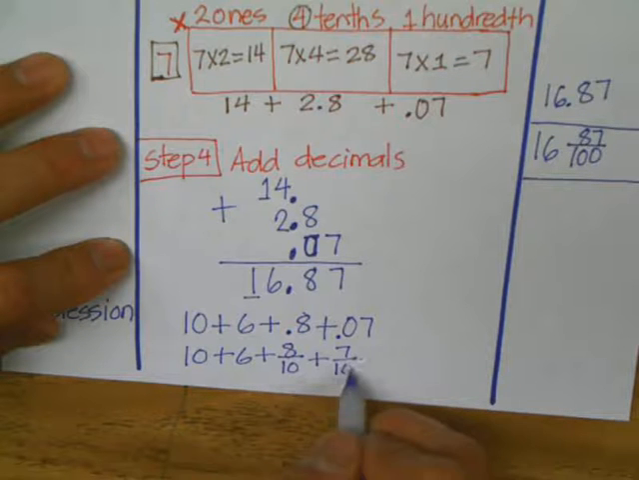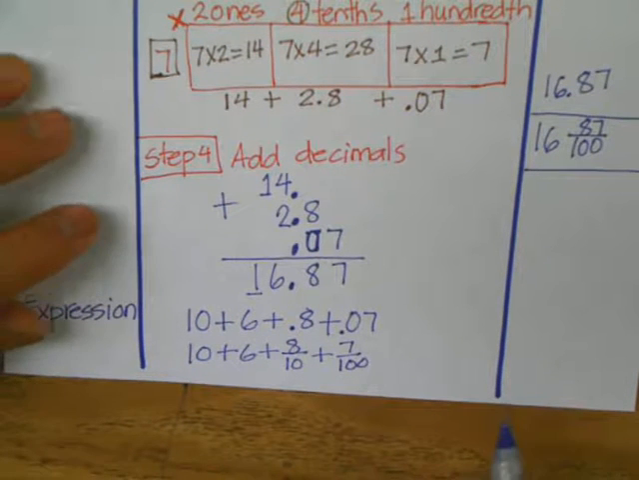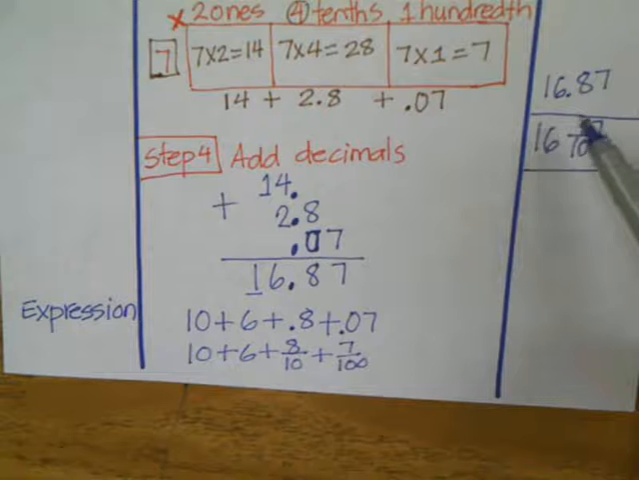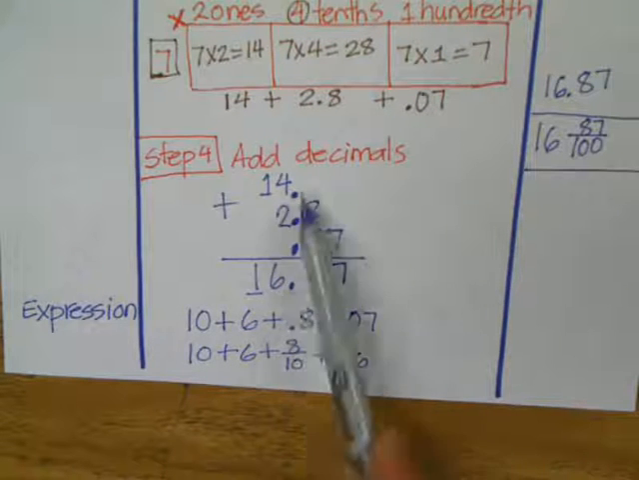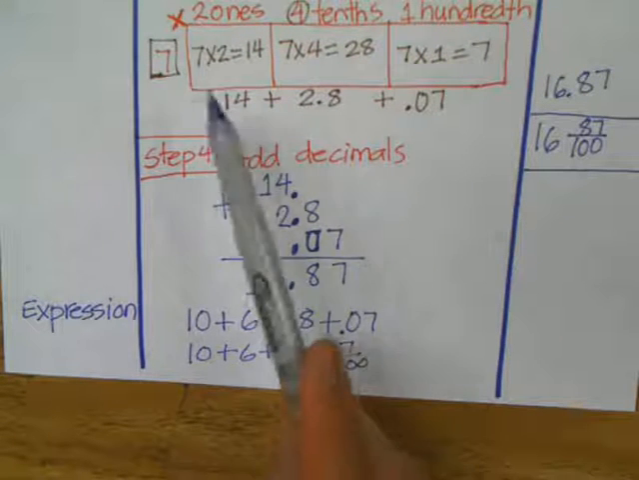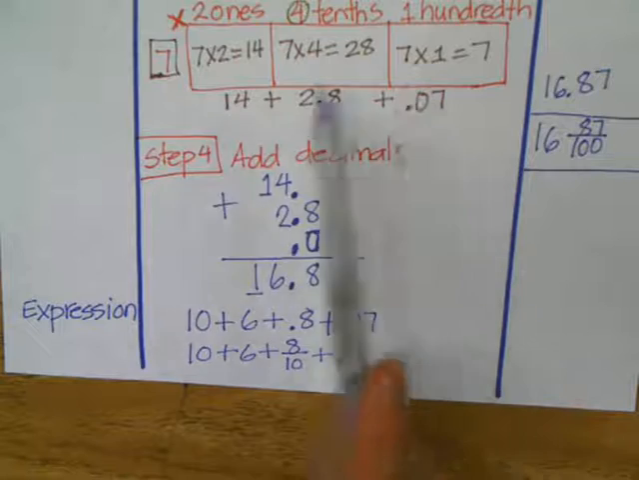Okay, so the main thing is that you found the answer and you aligned the decimal numbers, and this is the area model for you to solve a multiplication problem with the decimals.